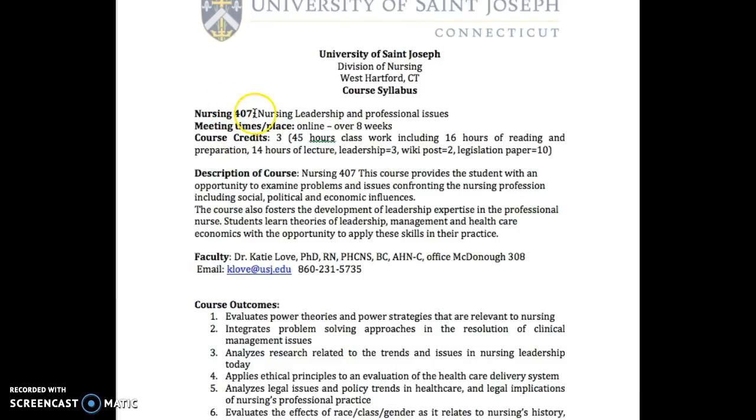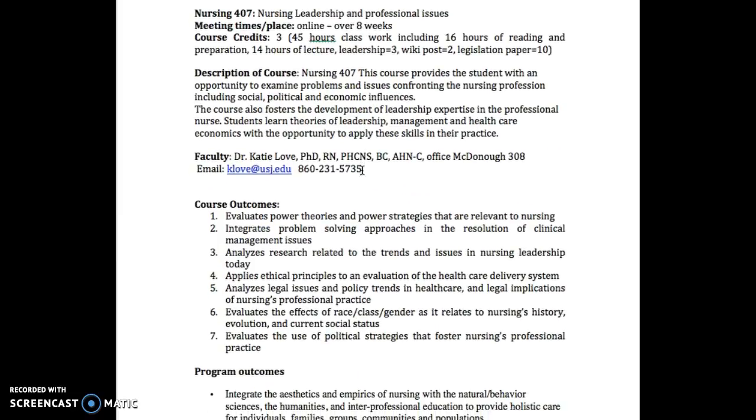Looking at the syllabus, Nursing 407 is Nursing Leadership and Professional Issues. We're going to be online over 8 weeks. It's a 3-credit course, and this is approximately how those all divide up, including about how long we expect people to spend on papers and reading and doing assignments, etc.